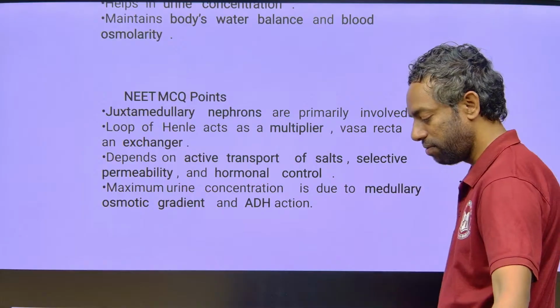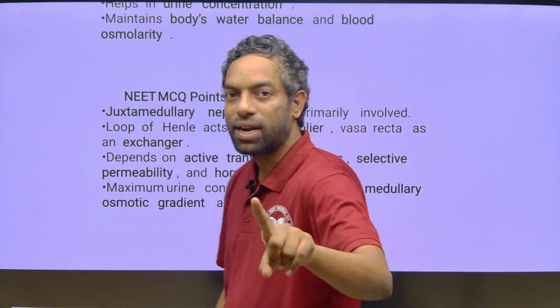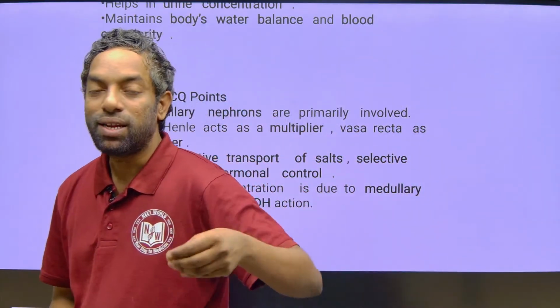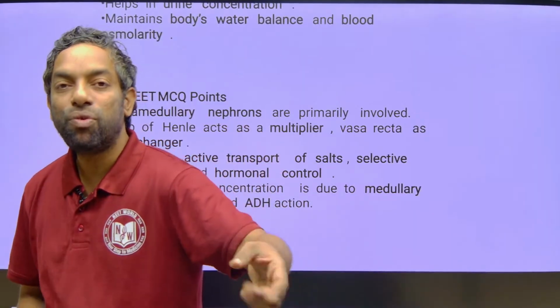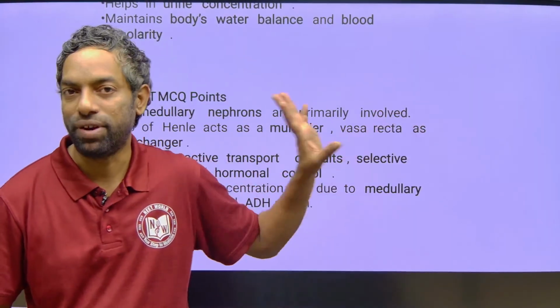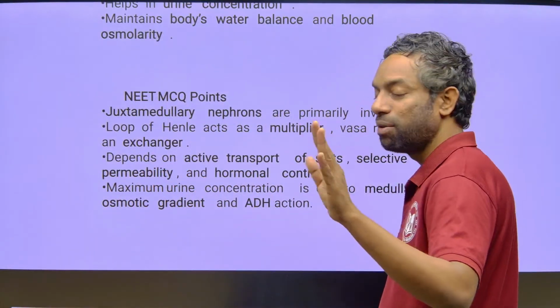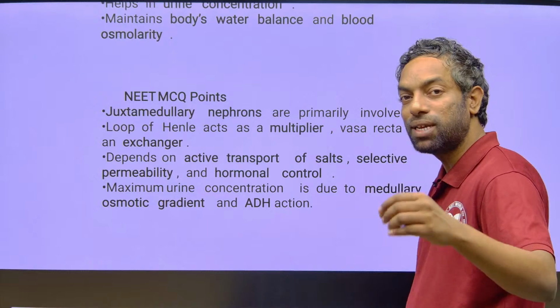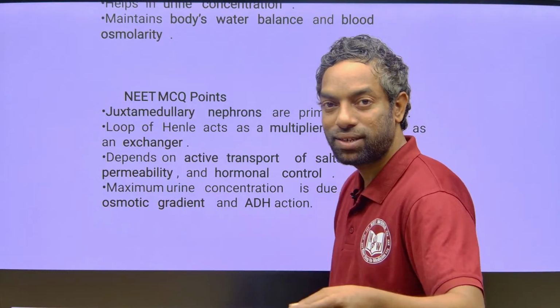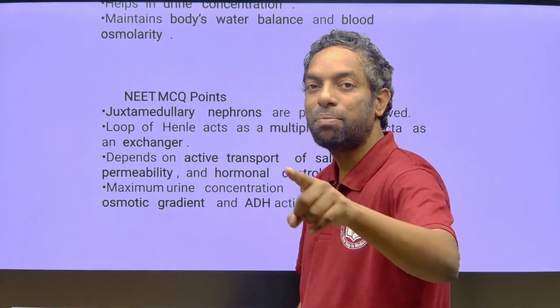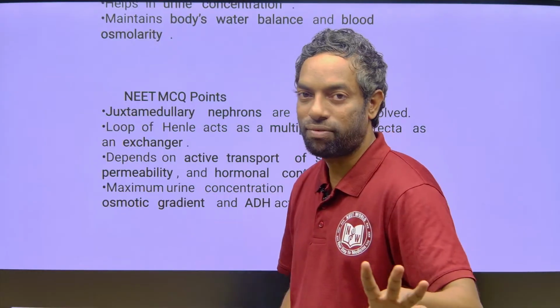This is important. Loop of Henle acts as multiplier, meaning 300 becomes 1200. And Vasa recta is the exchanger, meaning ion exchange takes place in the Vasa recta and medullary interstitial fluid, because Vasa recta is permeable to ions and water itself.